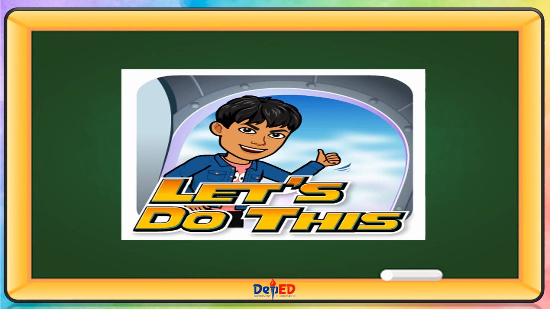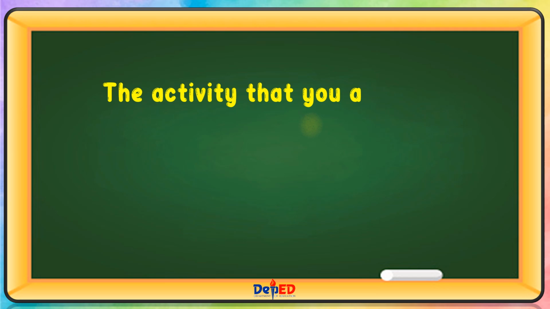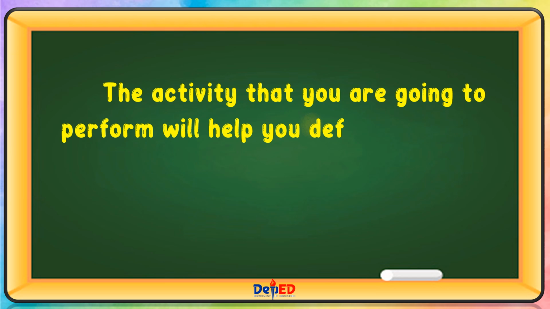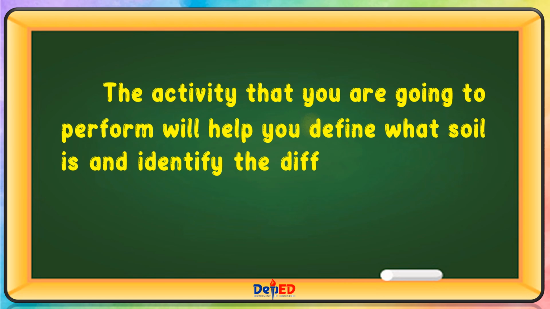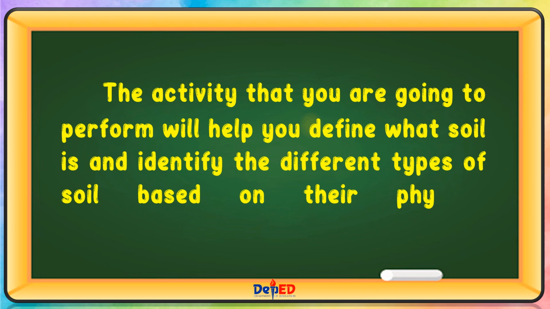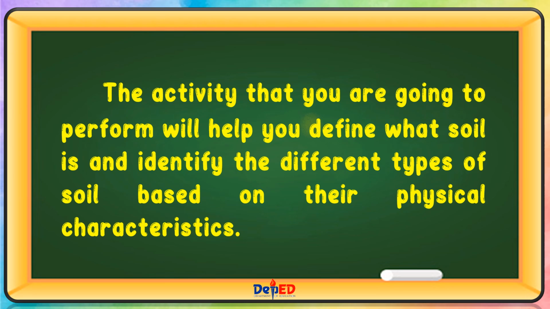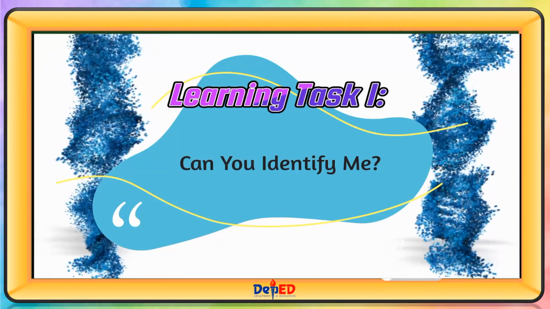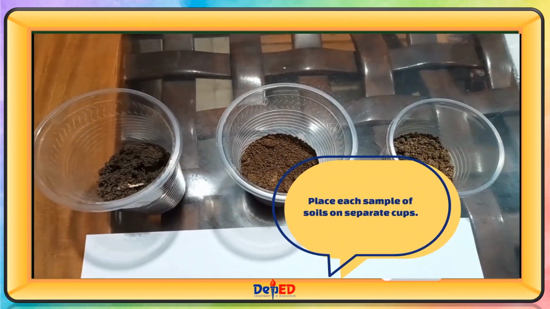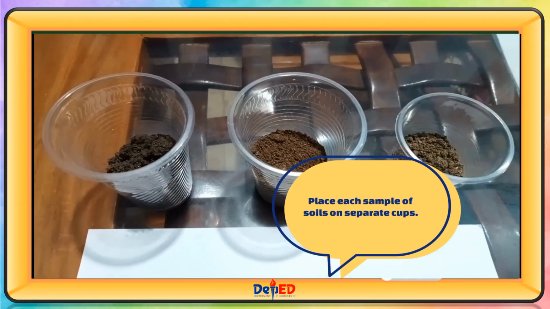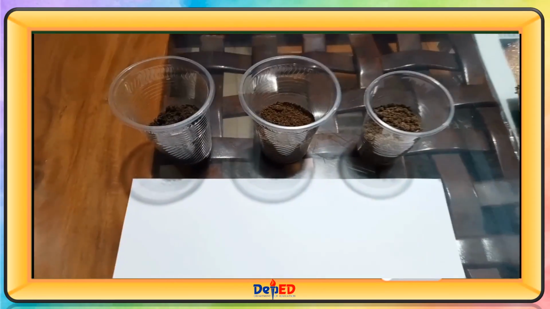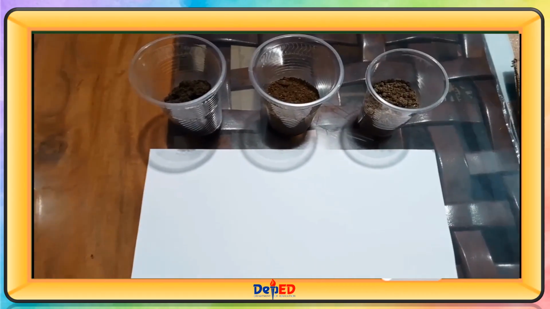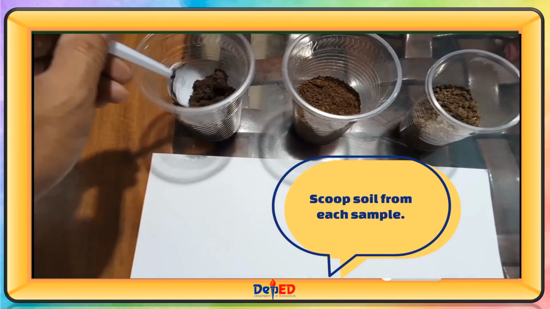Let's do this. The activity that you are going to perform will help you define what soil is and identify the different types of soil based on their physical characteristics. Learning Task 1, can you identify me? Place each sample of soils on separate cups. Scoop soil from each sample.